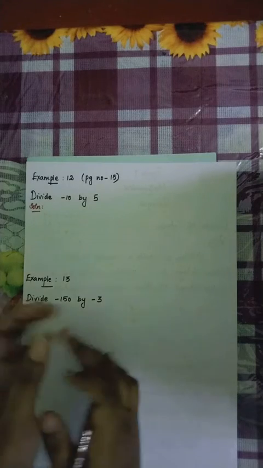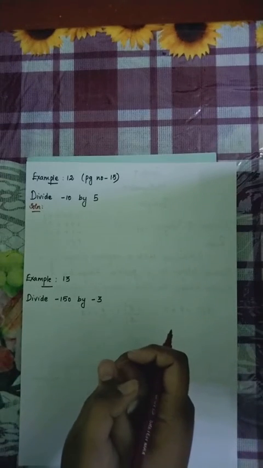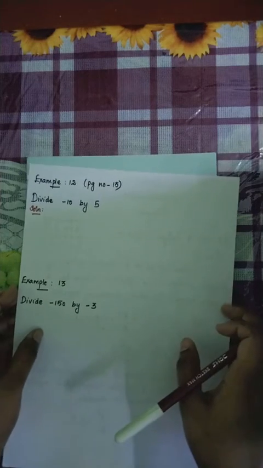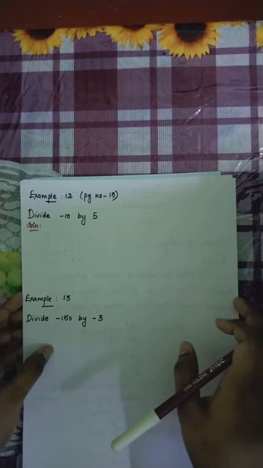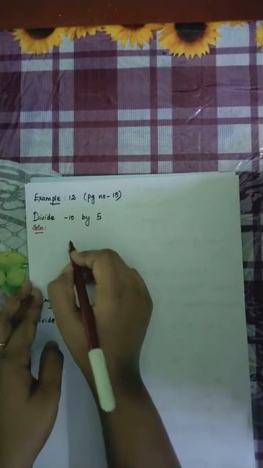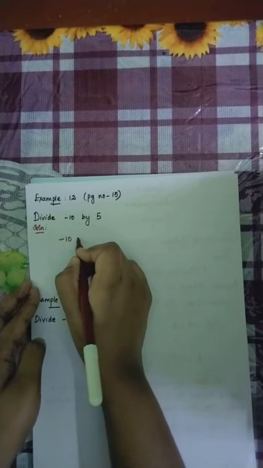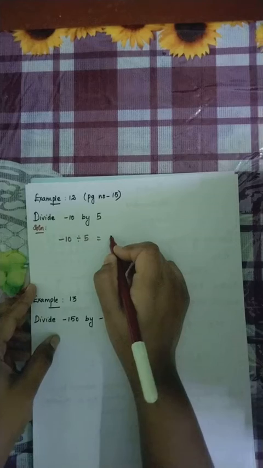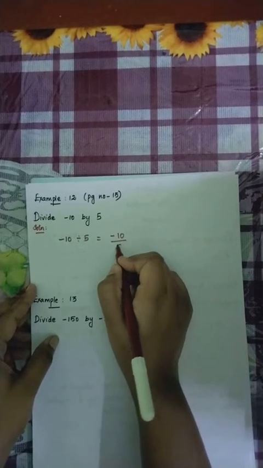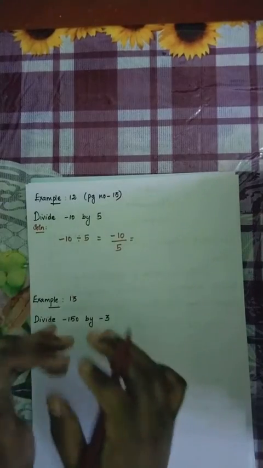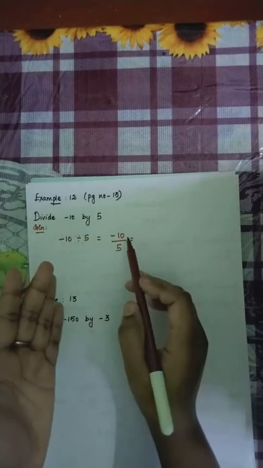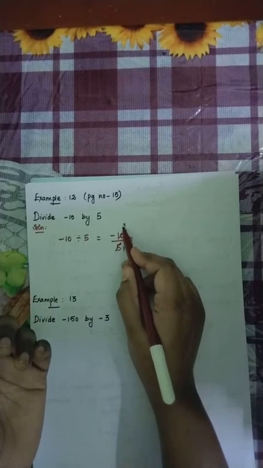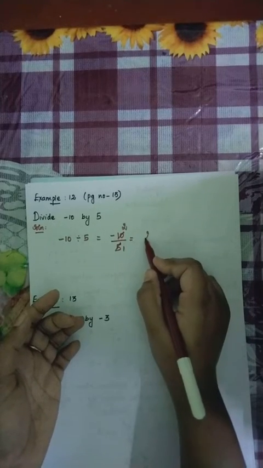Okay, let's move on to the problems. Example 12, page number 15. Our first question is divide minus 10 by 5. So we can write it as minus 10 divided by 5. First divide the numbers: 10 and 5. 1 5 is 5, 2 5s are 10. Yes, very good. Our answer now is 2.